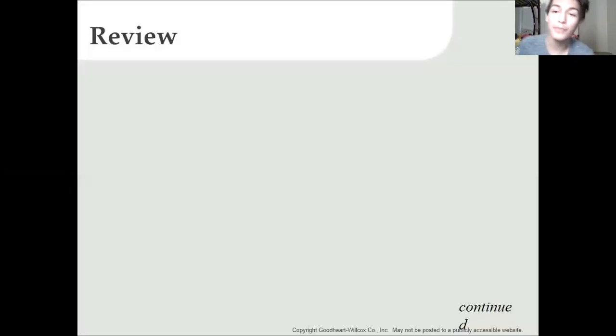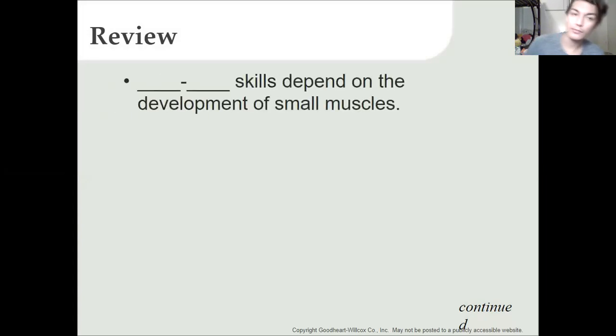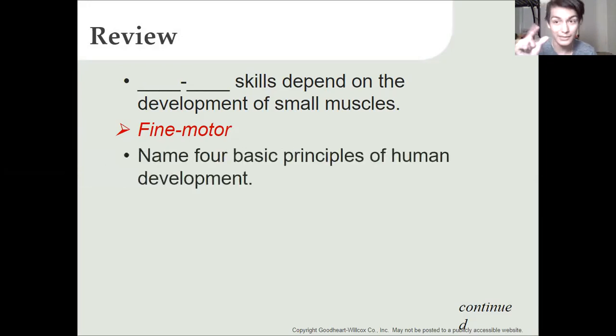Okay, let's do a little review. So for this one, blank skills depend on the development of small muscles. Remember, small. What did I say small was? If you said fine motor, you are correct. Good job. Remember, fine, small.